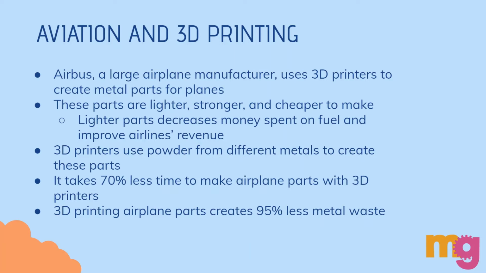So now we're going to move on to aviation and 3D printing. Airbus, a large airplane manufacturer, so a company that builds airplanes, uses 3D printers to create metal parts for the planes. These 3D printed parts are lighter, stronger, and cheaper to make. And the benefit of lighter parts is that they decrease money spent on fuel and improve the airline's revenue.